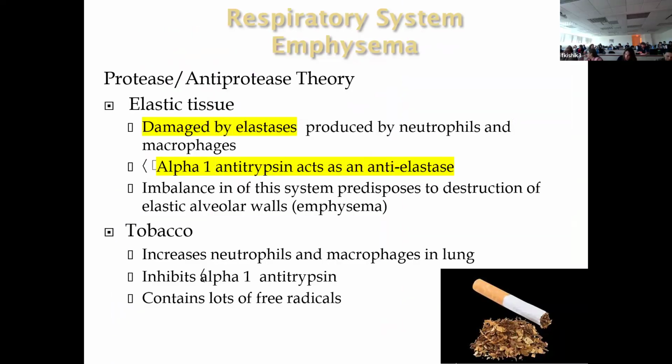Oh, yeah, the protease and antiprotease theory. All right. So this is basically the genetic versus the environmental theory of smoking. Elastic tissue is damaged by elastases, which are produced by neutrophils and activators. Alpha-1 antitrypsin acts as an anti-elastase. I hammered that into you guys. You guys get that one. An imbalance in the system predisposes to destruction of the alveolar walls. Then you have the tobacco theory, which is increased neutrophils and macrophages in the lungs, inhibition of alpha-1 antitrypsin, and lots of free radicals.